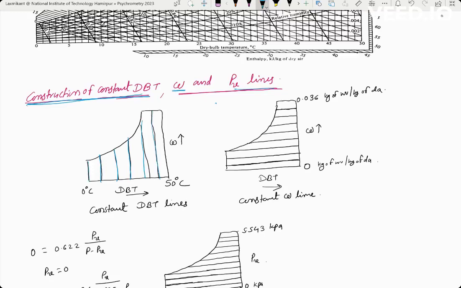So left point is 0 degree Celsius and right point is 50 degree Celsius. We will work in between this only in all the psychrometric air conditioning process. Similarly the humidity ratio line, so all the horizontal lines are the humidity ratio lines, and humidity ratio generally present in the atmosphere is in between 0 kg of water vapor to 0.036 kg of water.